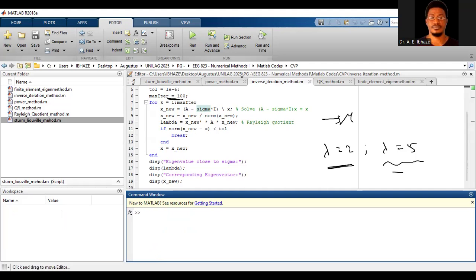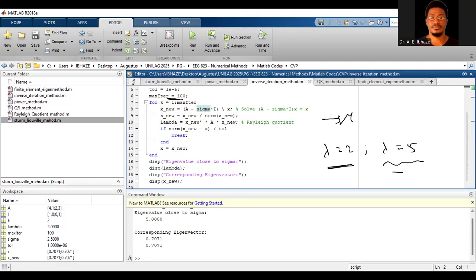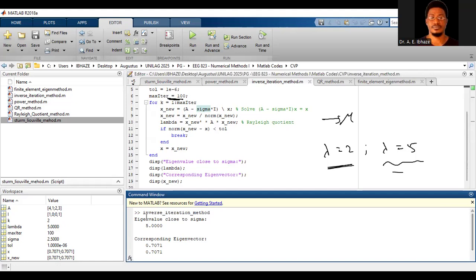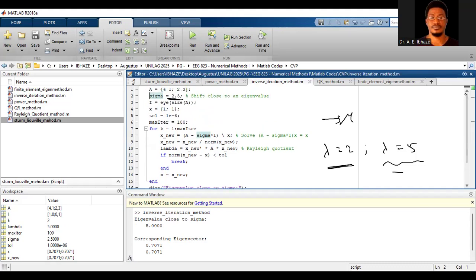To run this program, I see that it returned. Now, the inverse iterative method returned the eigenvalue that is close to sigma. And we already identified sigma to be 2.5, which exceeds lambda equal to 2. And as such, we now know that the eigenvalue closest to this shift is 5.